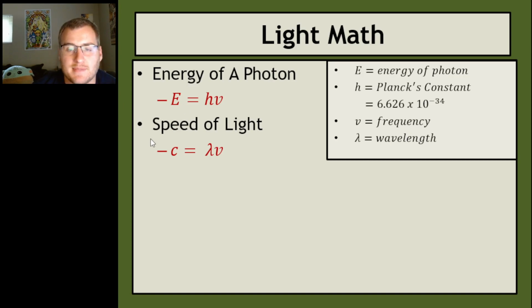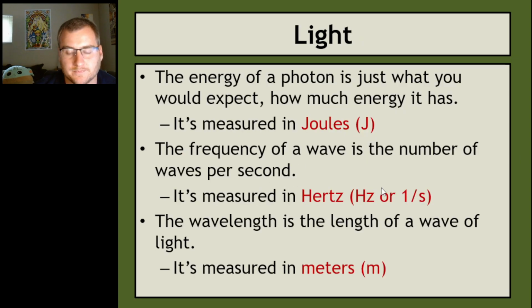Second, here we have the speed of light formula. Speed of light is c. It's 3.0 times 10 to the 8th meters per second. If I didn't give you that here, I'll give it to you in class. Equals wavelength, this lambda, times v. So we use these two formulas to learn about these different quantities of light.